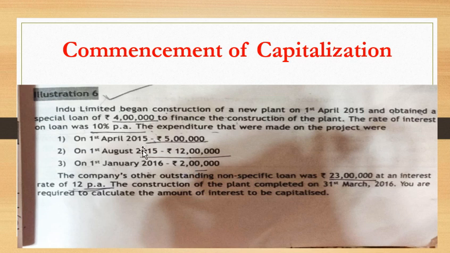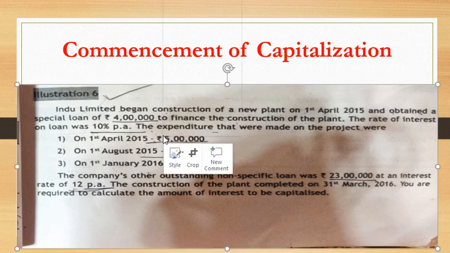So with this 4 lakh you were able to meet part of the expenditure incurred on 1st April 2015, but there is still 1 lakh to be spent, and you have taken a loan of only 4 lakh. But in the question they have stated there is an excess loan, a non-specific loan, which was taken for rupees 23 lakh. A specific loan is taken for the development of a qualifying asset. A non-specific loan is a general loan, not taken for developing this qualifying asset. It might be for meeting working capital expenditures in the organization, but not for the development of the qualifying asset.